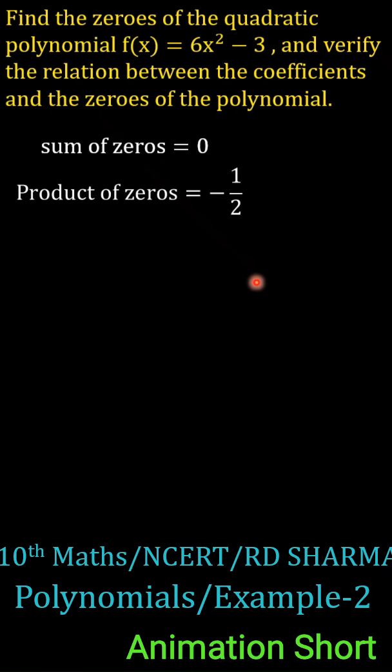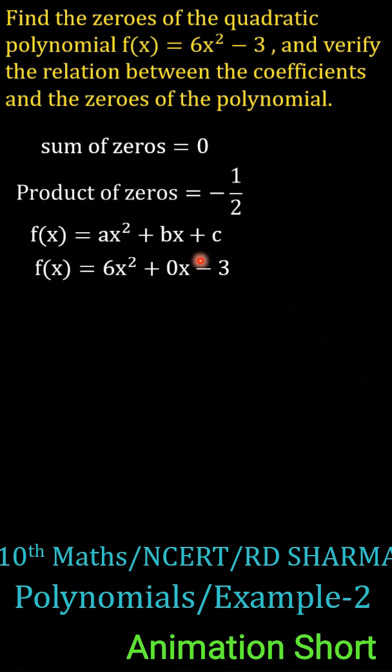Next, we find the sum and product of zeros directly from the quadratic equation. Given is f of x equal to 6x square minus 3. We rewrite it as 6x square plus 0x minus 3. Comparing this equation with the standard form, that is ax square plus bx plus c, so that we get a, b and c values. A is equal to 6, b is equal to 0, c is minus 3.